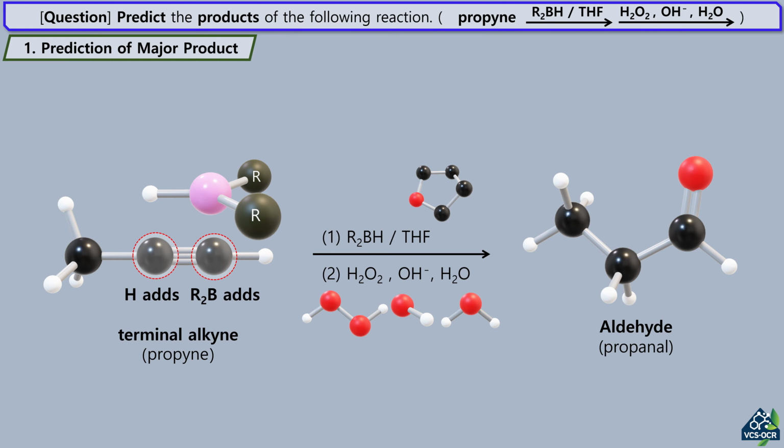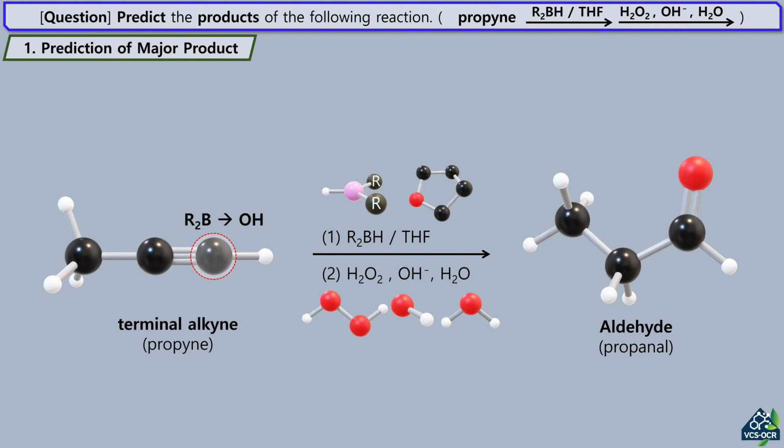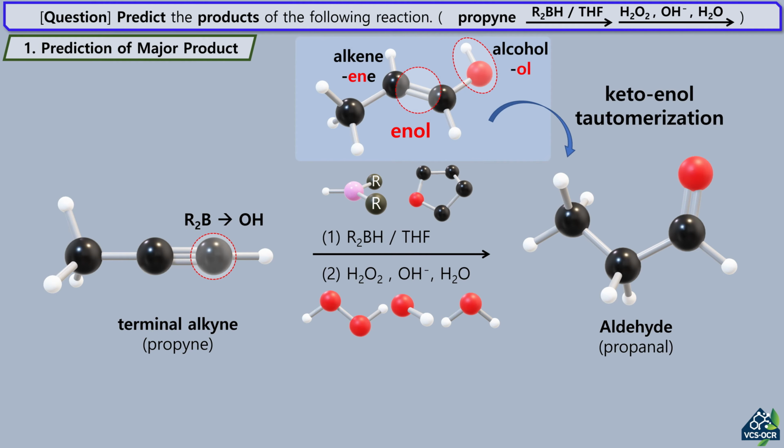The bulky boron group attaches to the less substituted terminal carbon due to steric hindrance, while the hydrogen adds to the more substituted carbon. After the oxidation step, the boron is replaced by a hydroxyl group. This intermediate has a structure corresponding to a terminal enol, also called vinyl alcohol, but it is not isolable and rapidly tautomerizes to the aldehyde. Because the hydroxyl group ends up on the terminal carbon, the rearrangement furnishes propanal rather than a ketone.